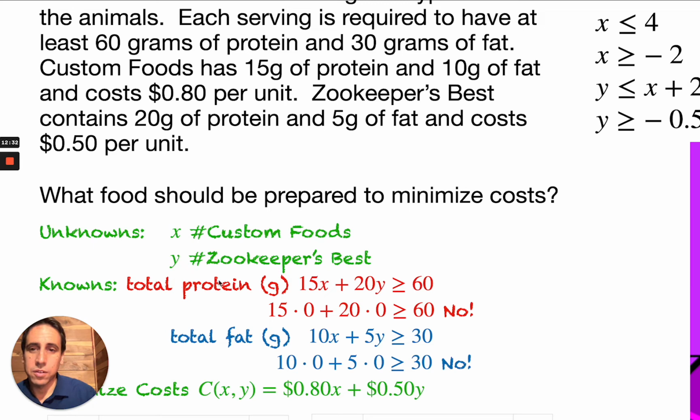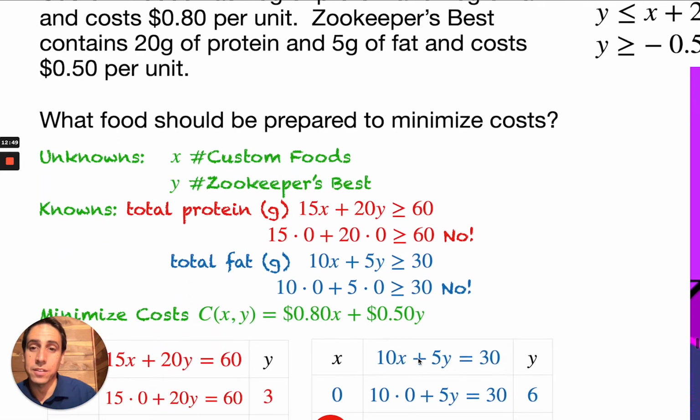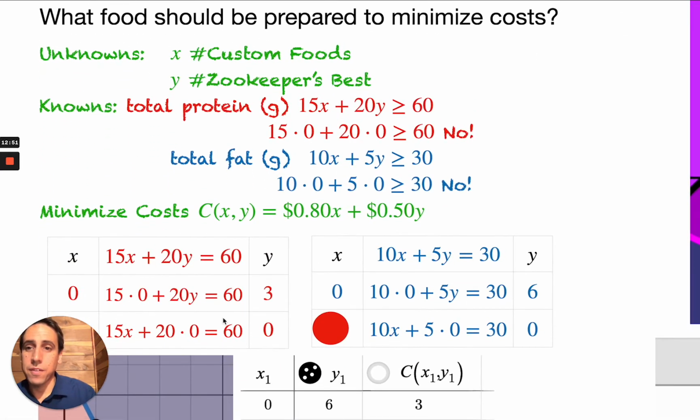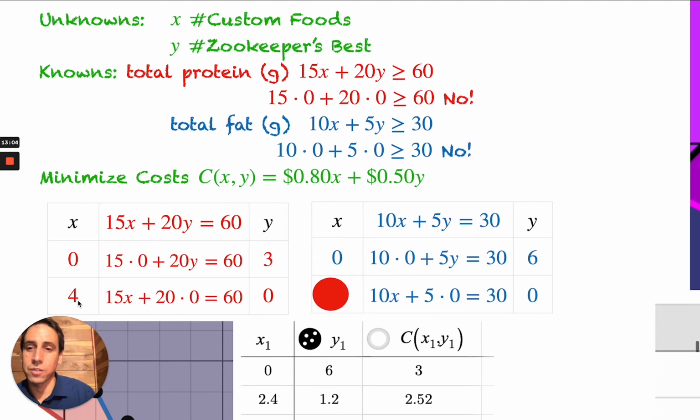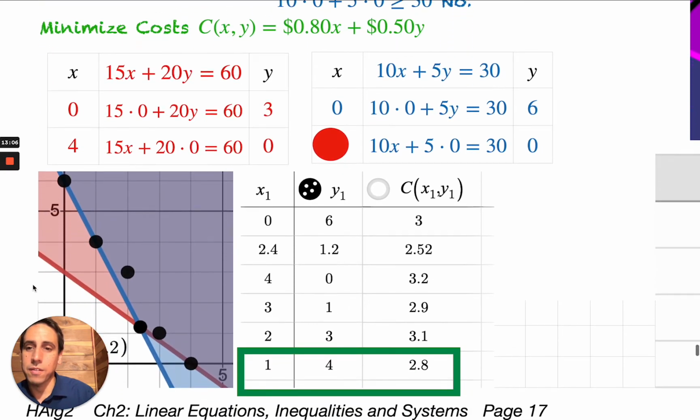Great. So total protein, that's 15x plus 20y, has got to be greater than or equal to 60. Total fat, 10x plus 5y, has got to be greater than or equal to 30. Might as well test to see if 0, 0 is a solution to these inequalities, and it actually is not for either of them. So 0, 0 is not going to get shaded when we graph these. Here we go. 15x plus 20y is equal to 60. That's the equation version of this red inequality, and we're just going to plug in 0 for x, solve for y. Plug in 0 for y, solve for x. That gives the x and y intercepts. You can see I've graphed them right here.